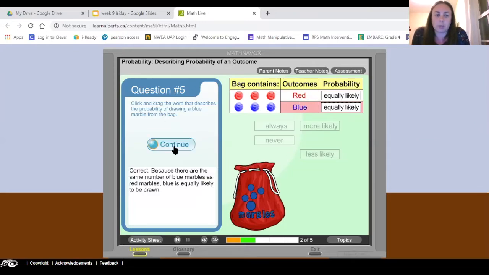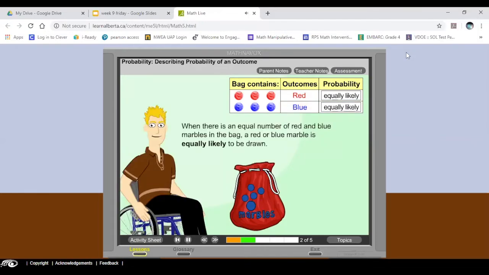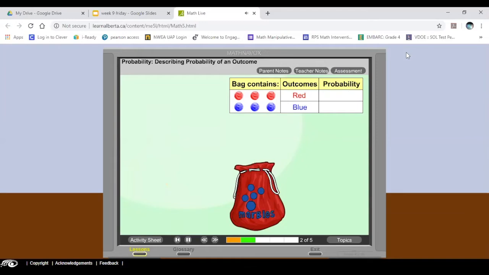Because there are the same number of blue marbles as red marbles, blue is equally likely to be drawn. When there is an equal number of red and blue marbles in the bag, a red or blue marble is equally likely to be drawn. Let's remove 2 red marbles from the bag.